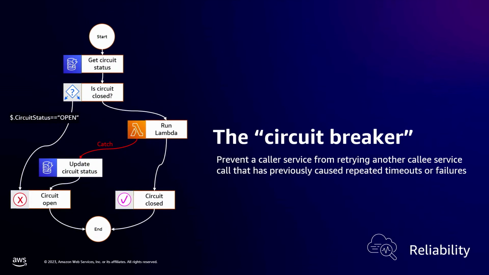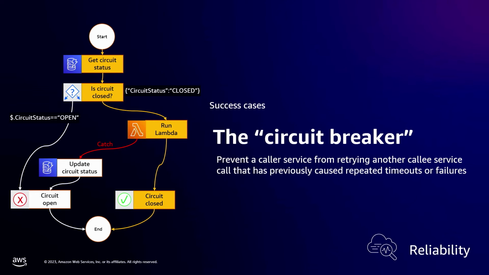The next one is circuit breaker, another commonly used pattern. So here, I prevent a downstream service from being called if I know that the circuit or the application is broken or unhealthy. So what I do is I maintain the overall status of my application in something like a DynamoDB table. And every time I run this workload, I check my DynamoDB table to check, is my circuit open or closed? If it's closed, i.e. good, I go ahead and I run that downstream service.